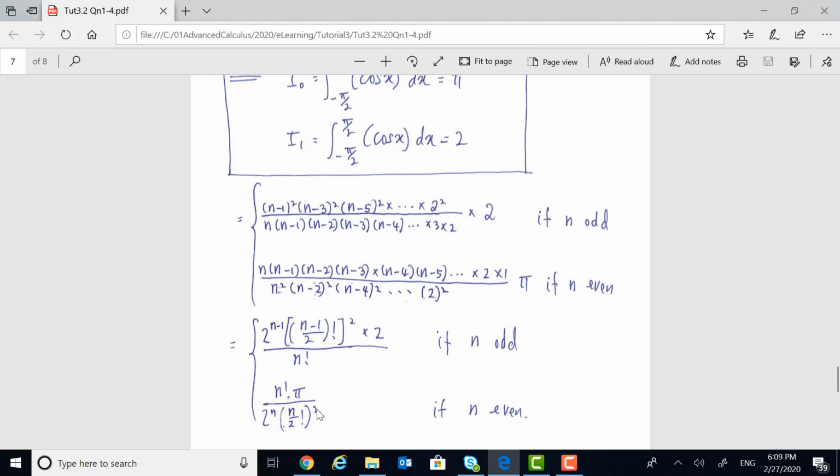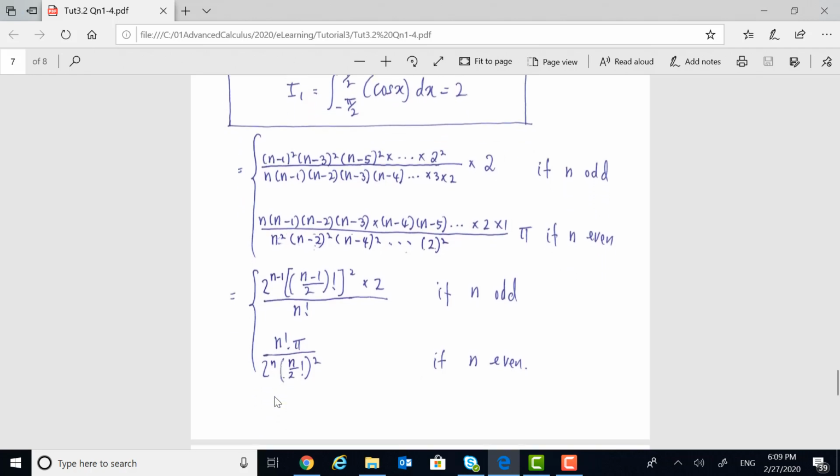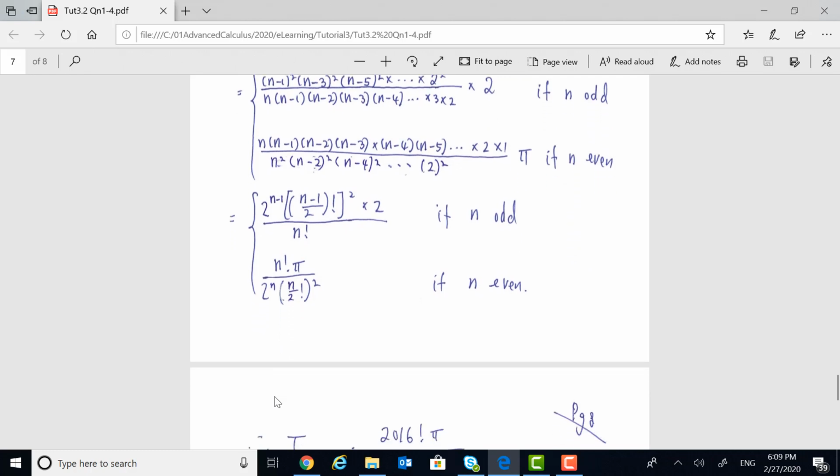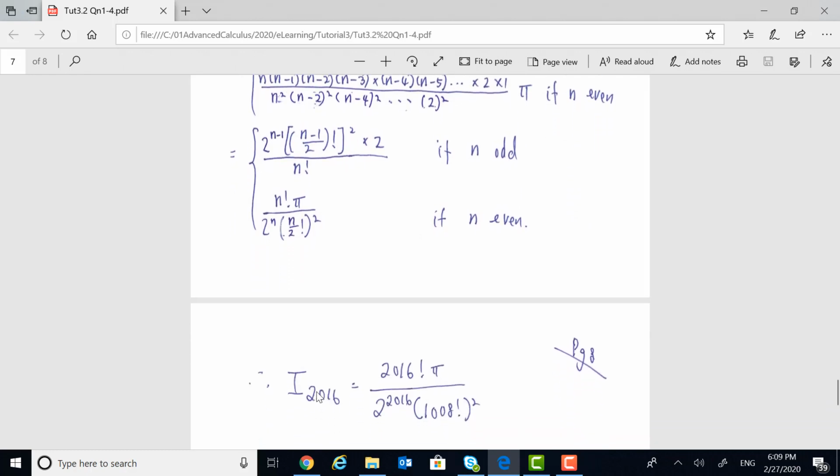I do recognize that I'm speaking too fast, but it takes a little while for someone new to this to slowly grapple with it by using small numbers. So you can try with, say, I8, when n is 8, and slowly figure out that this will be this, and this will be this. So you get a nice expression like this, and in the later part of the question, you're asked to find I of 2016. Because n is even, you just apply this formula, plug it in, and you get this expression for I of 2016.